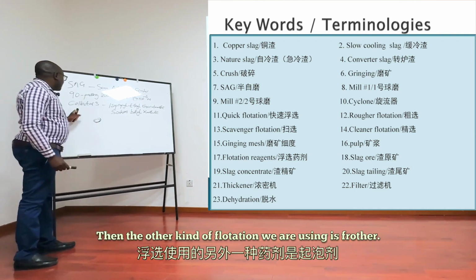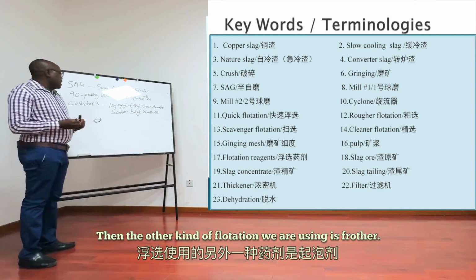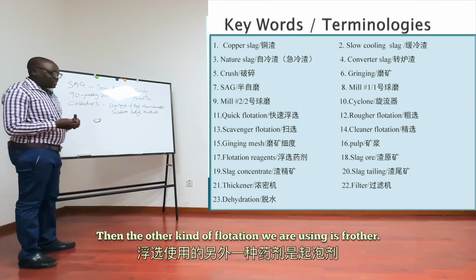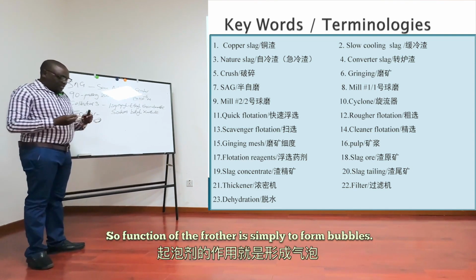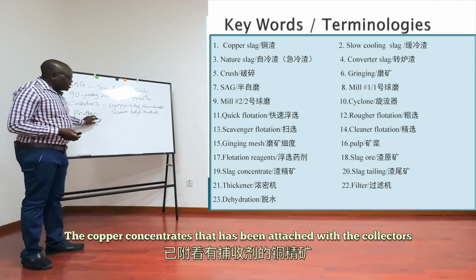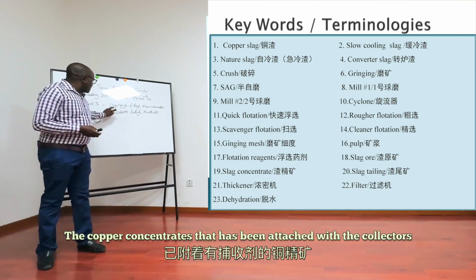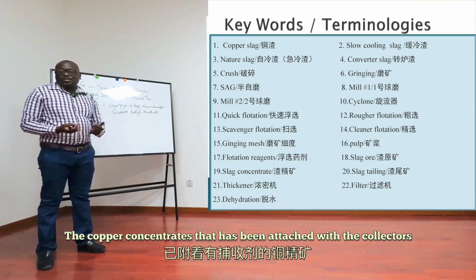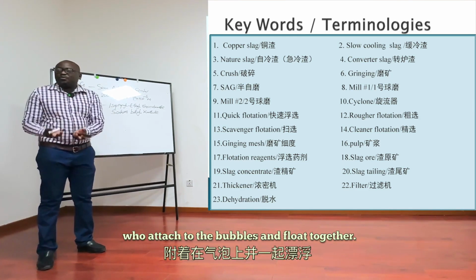Then the other kind of flotation reagent we are using is frother. So the function of the frother is simply to form bubbles. The copper concentrate that has been attached with the collectors will attach to the bubbles and float together.